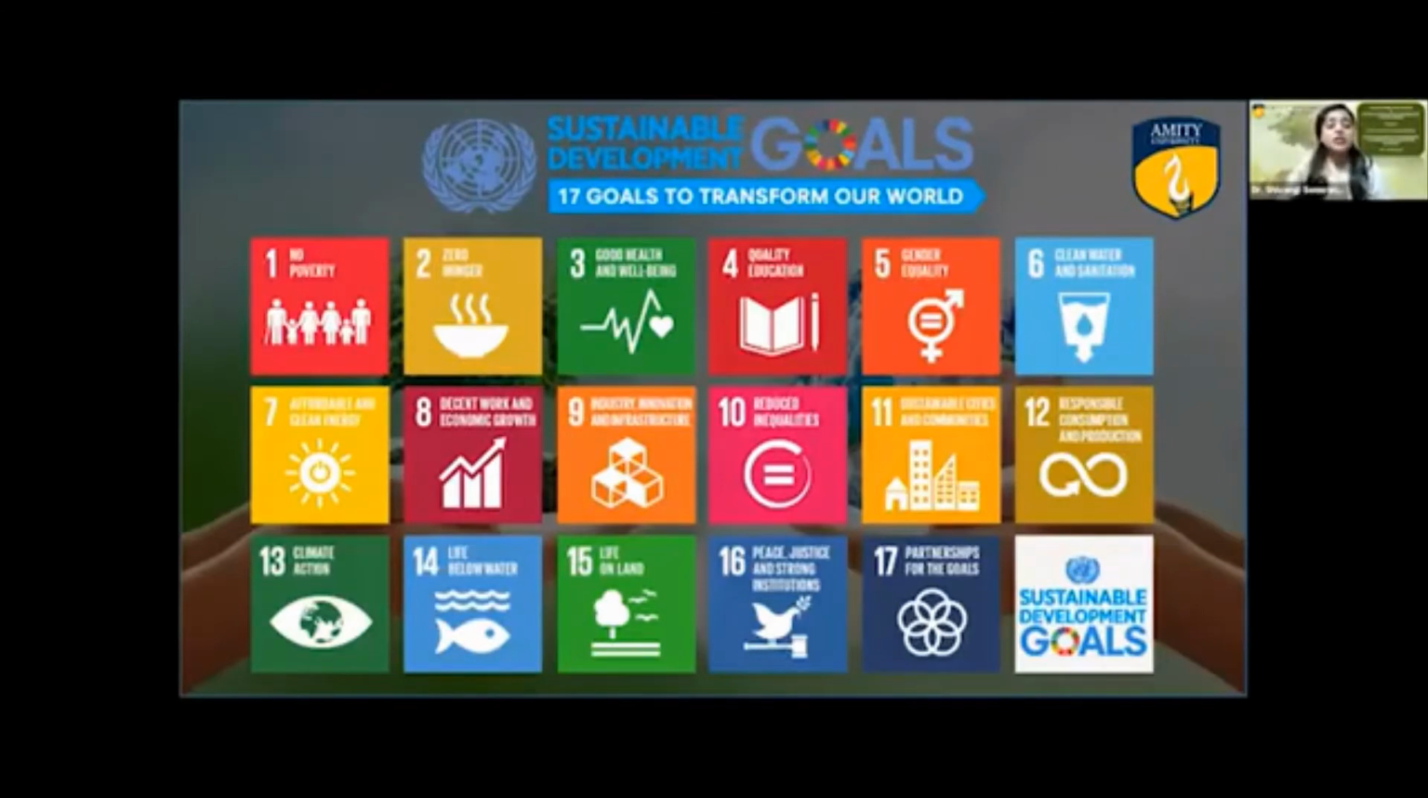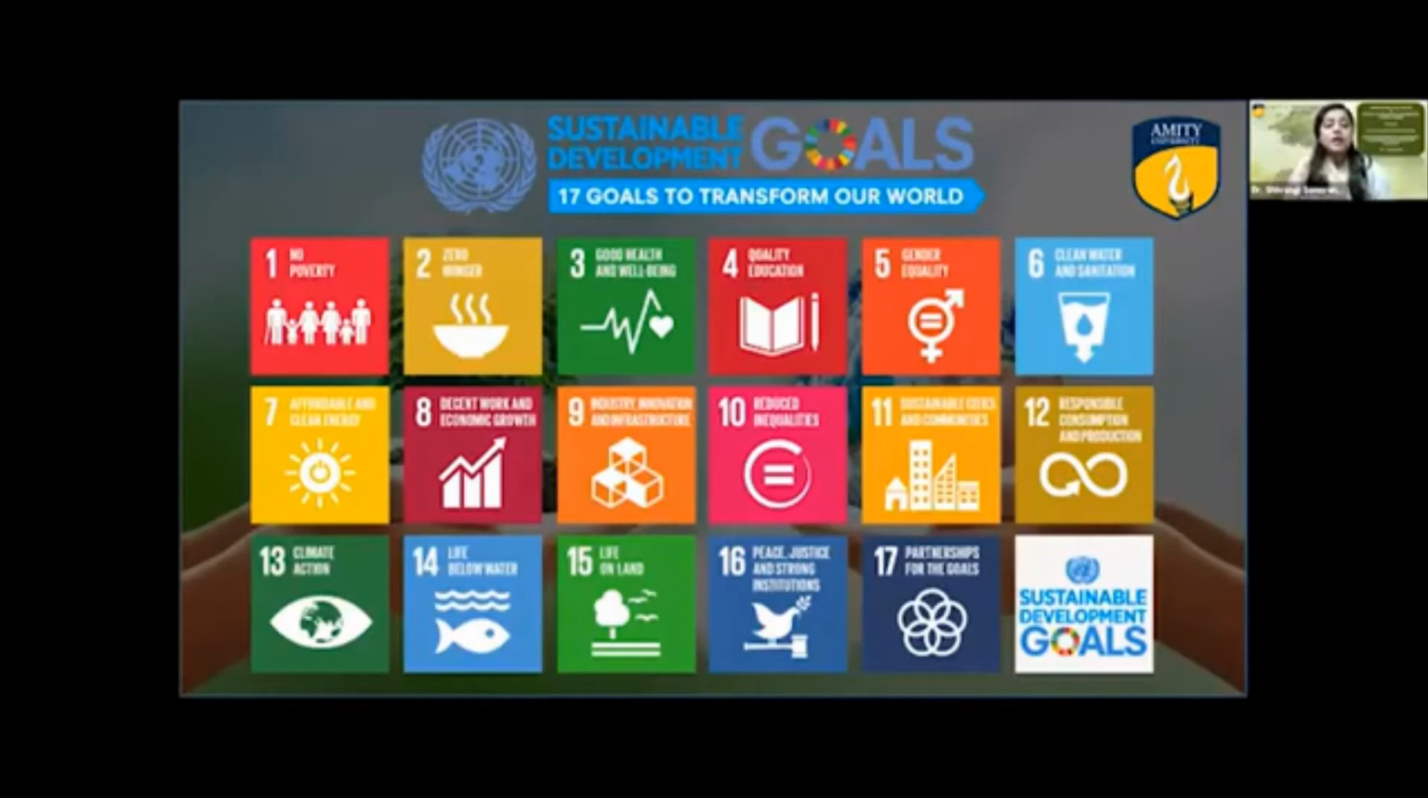Then SDG 10, that is reduced inequalities. Here in SDG 10, inequality is in terms of income. Income inequalities require a global solution. This involves improving the regulation and monitoring of the financial markets and industries.